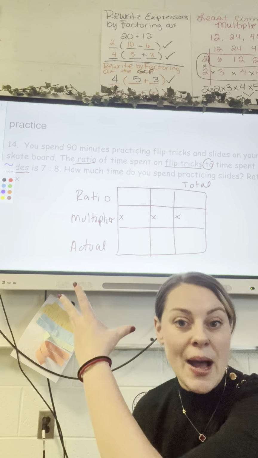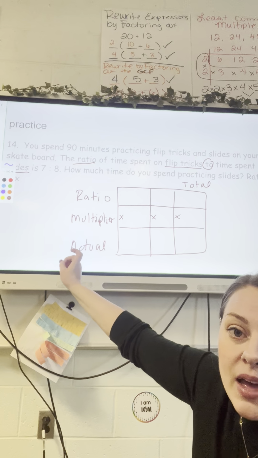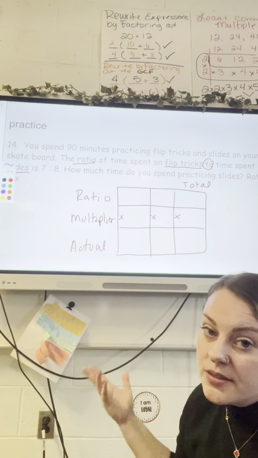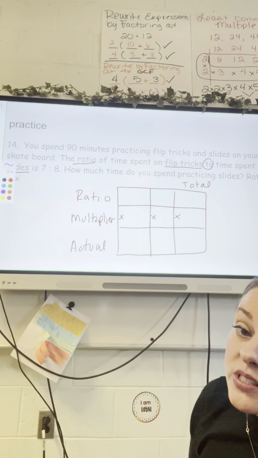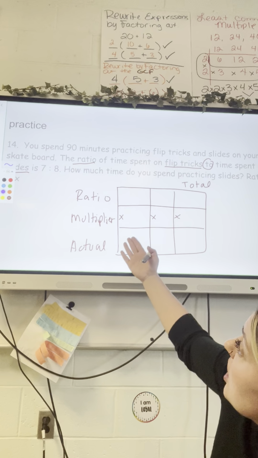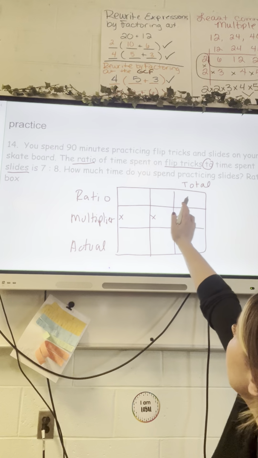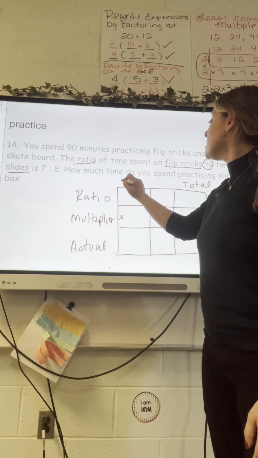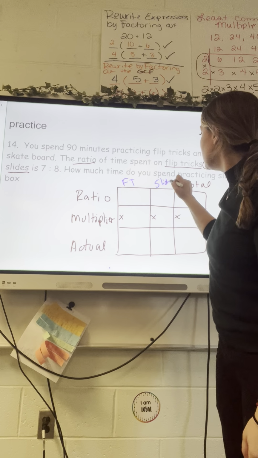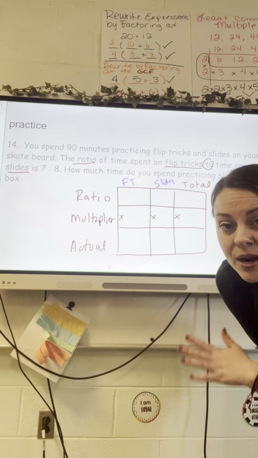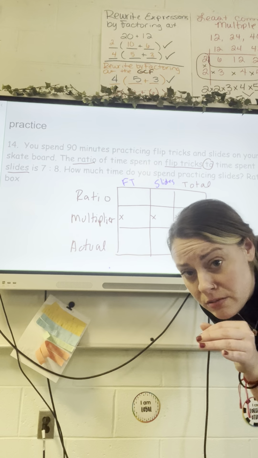Pause your screen, copy it down. I'm still writing them out. Eventually, I just put R, M, and A, and then total over there, T, whatever. But not until I get used to it. So what I'm gonna do is I'm just gonna fill in. My ratio is flip tricks to slides. So I would put FT for flip tricks, and I would put slides. And this is the time spent. I'm not gonna write time spent on flip tricks, time spent on slides. Way too much writing for me.